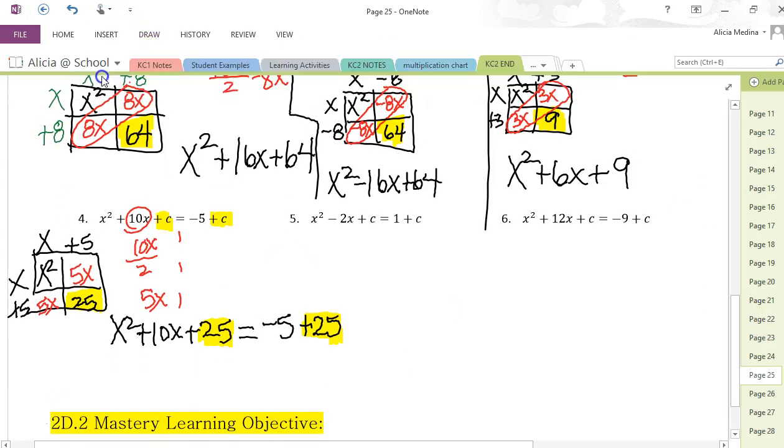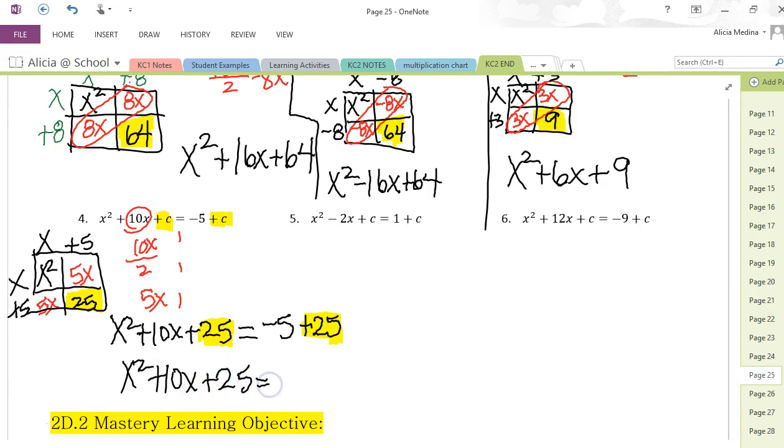Left side stays the same. We're going to keep that trinomial, x squared plus 10x plus 25, equal to, and we're going to simplify the right side. Negative 5 plus the 25 is going to be a positive 20, 25 minus 5. All right, and that is how we're going to leave our answer for right now. All we were asked to do is to complete the square.